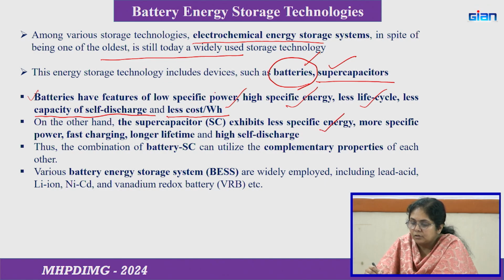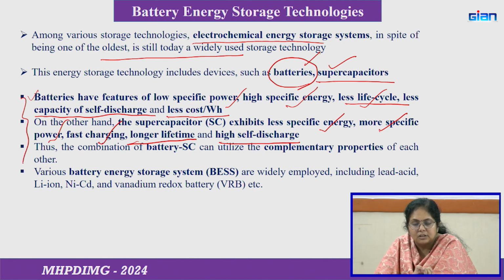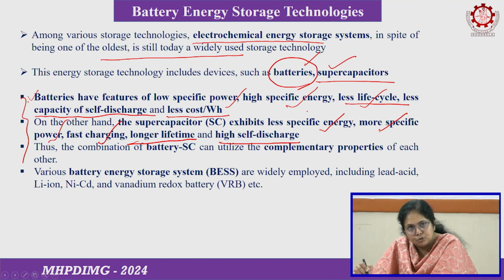That means the battery has high energy density, whereas the supercapacitor has high power density. Less specific energy, more specific power, fast charging, and a longer life, whereas the battery has a shorter life cycle and the supercapacitor a high self-discharge rate. That is why I want to focus on this: these two types of storage, which have complementary characteristics, can be used together.